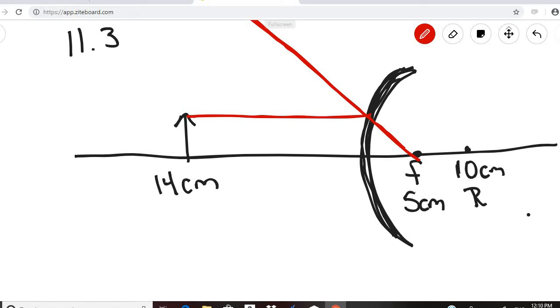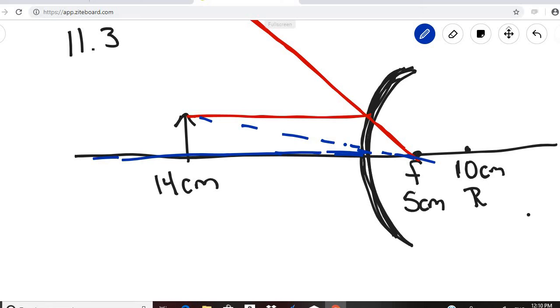And then the second one, which I'll draw in blue, will be a line that comes in to this object as if it is going to go through the focal point. So it's going to come in as if it's going through that focal point. But when it hits the mirror, it's going to be reflected out horizontally. Okay? So it's going to go in as if it were going to go through the focal point, but it can't go through the focal point because it's going to hit that mirror and reflect back.